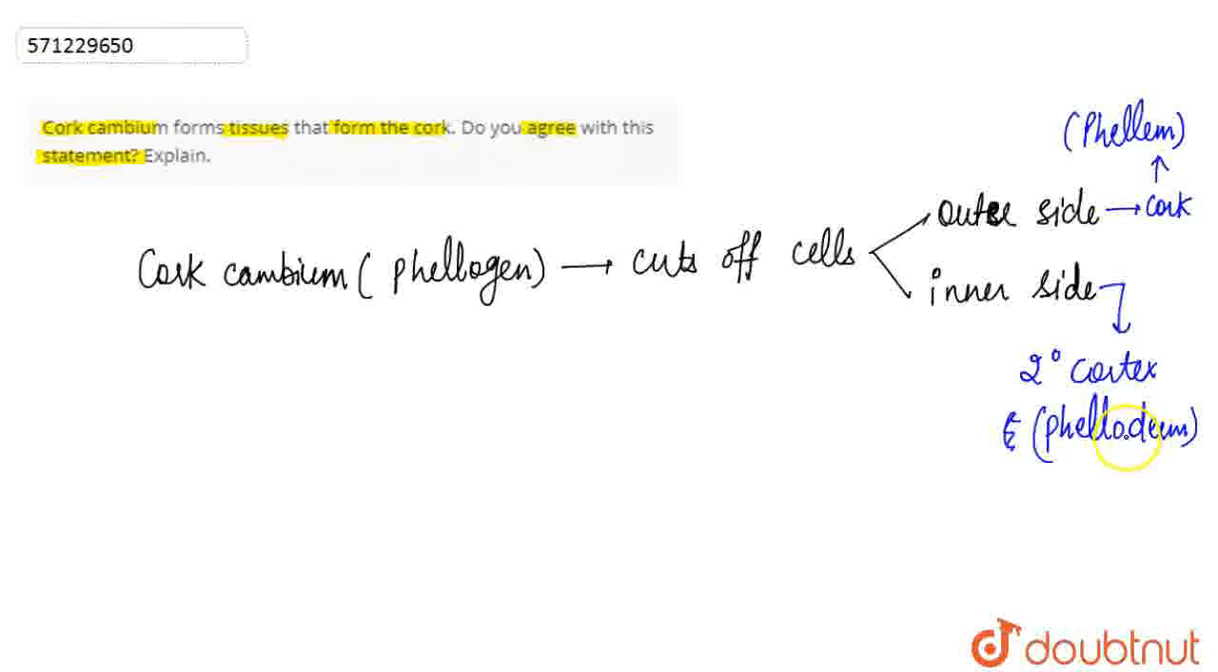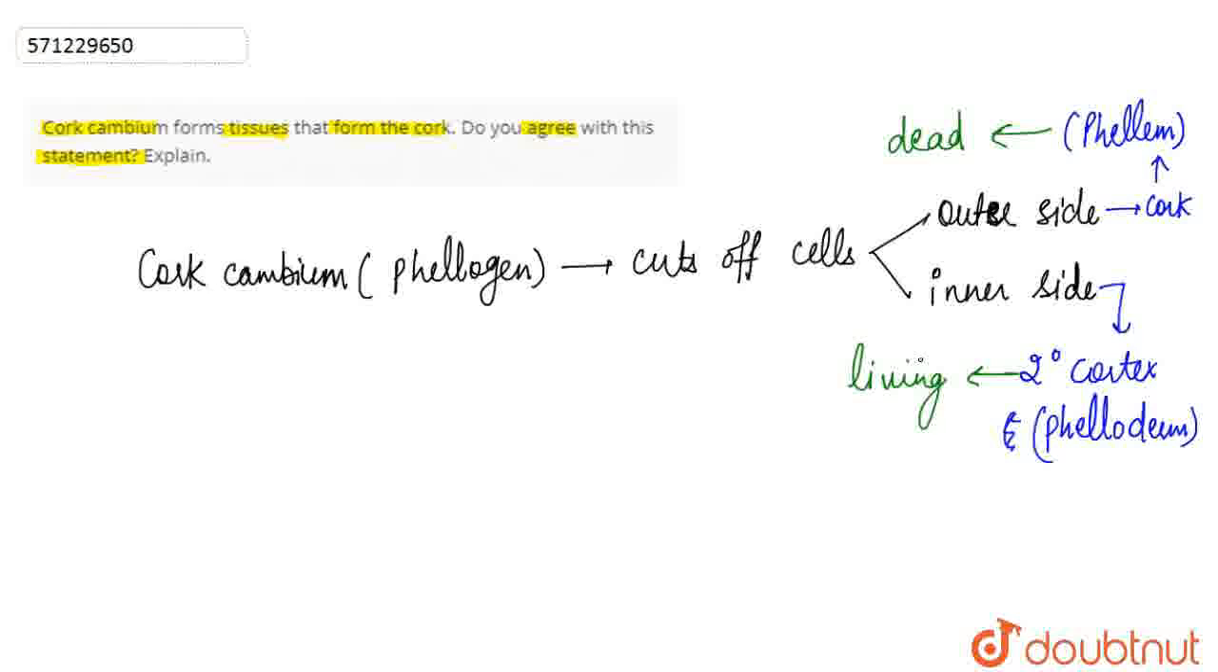So basically the cells of the cork are dead. Cork is basically the bark of the plant. The cells of the cork are dead, whereas the cells of the secondary cortex are living. So the cells cut off on the inner side are living, while the cells cut off on the outer side are dead.